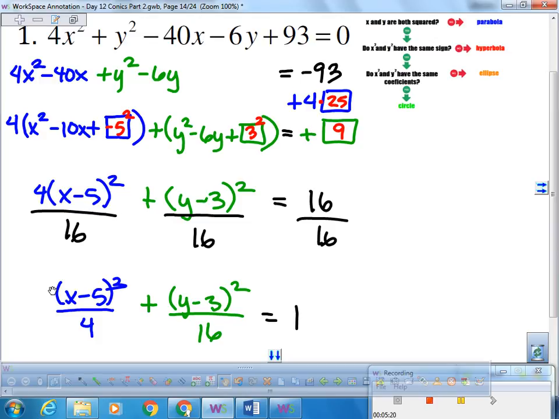Because if the x squared's in front, it's horizontal. If the y squared's in front, it's vertical.